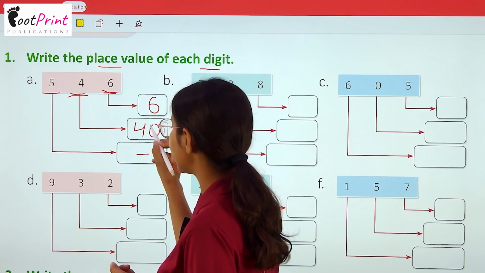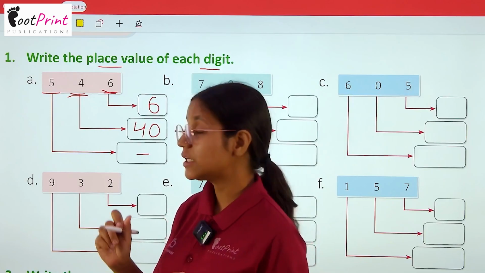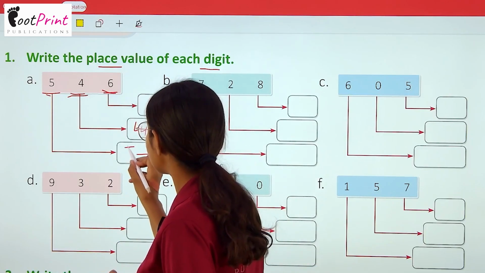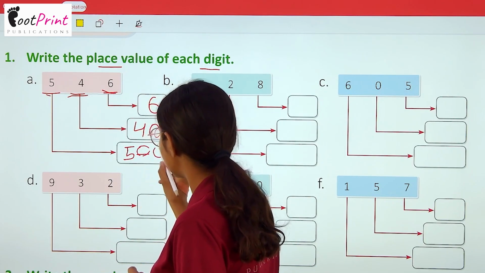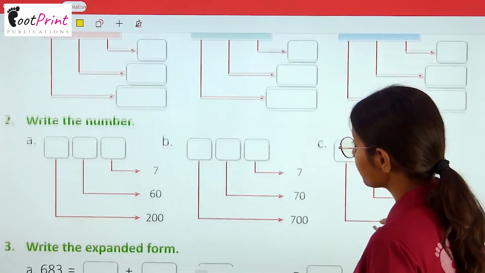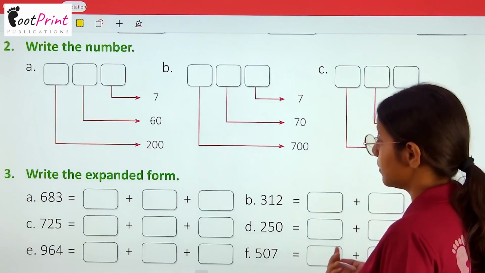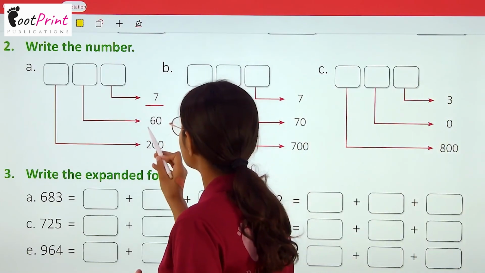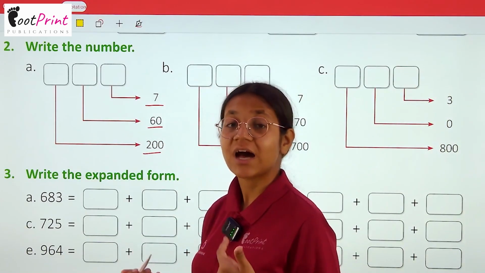That is 4 tens. Now 5 is at the 100 place. So 5 has the value of 500. Rest of the question you have to do on your own. Now second is to write the number. We have given the place value of the number and we have to make the number.